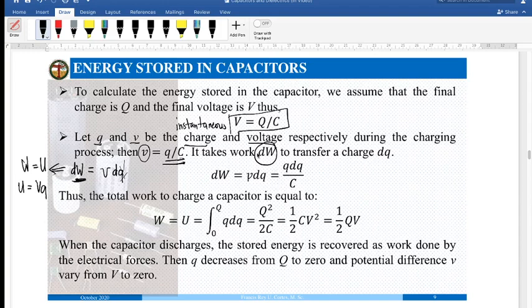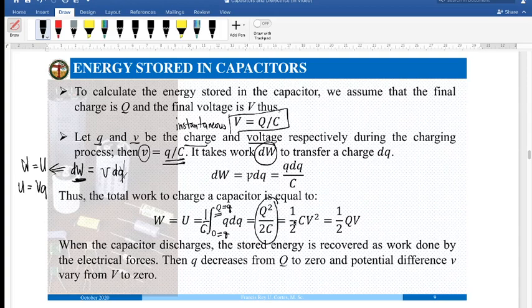So we have Q over C here, then integrate, because we have to take the total work done. That is equal to the integral of Q dQ. Where is C? I forgot C. So it should be 1 over C, then Q dQ. Then we integrate from when the charge is equal to 0, when it is initially uncharged, to when the capacitor is fully charged with a final charge of Q. So that is Q squared over 2, then evaluating the expression, we have Q squared over 2C.